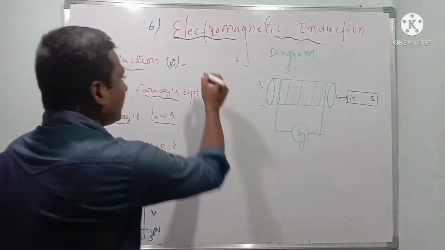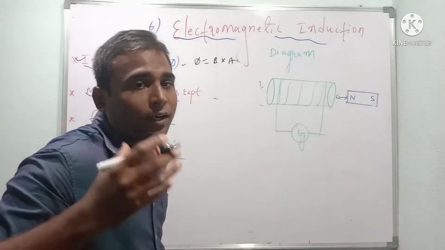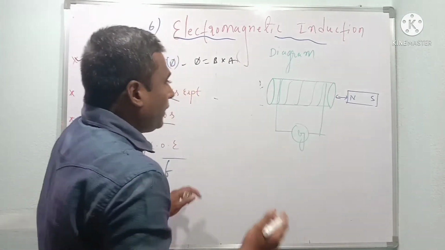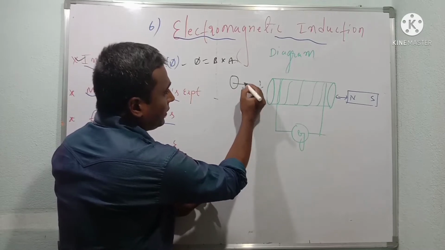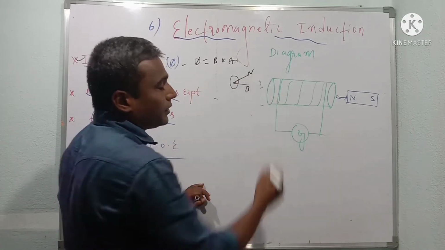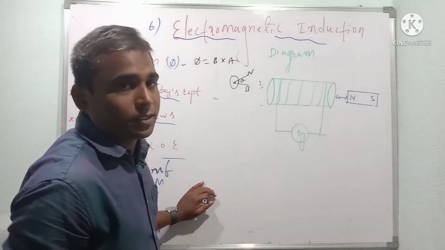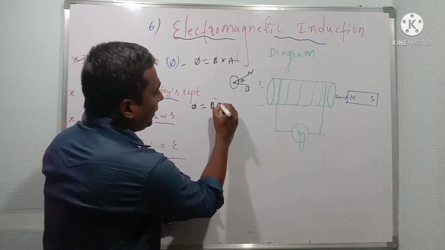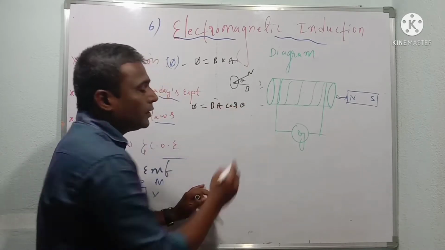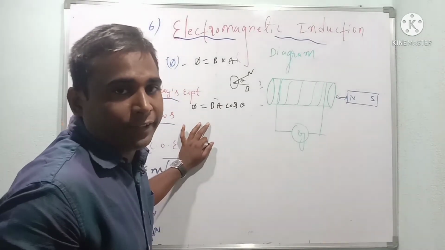Phi is nothing but the product of magnetic field and the area of surface. If I consider a surface with a magnetic field and a normal vector n, and theta is the angle between the normal vector and the magnetic field, then what is my point here? This phi becomes BA cos theta, where B is the magnetic field and A means the area of the surface.